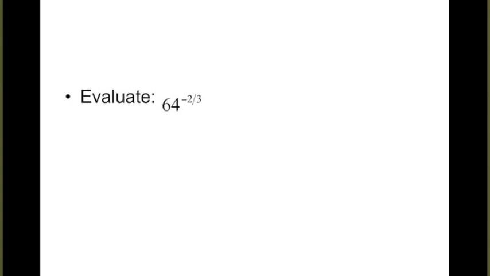This one has a negative exponent. A negative exponent is just going to put the whole thing onto the bottom of a fraction. Then we evaluate that fraction exponent the same way. Top is the power, so power of 2. Bottom is a root, so cube root.